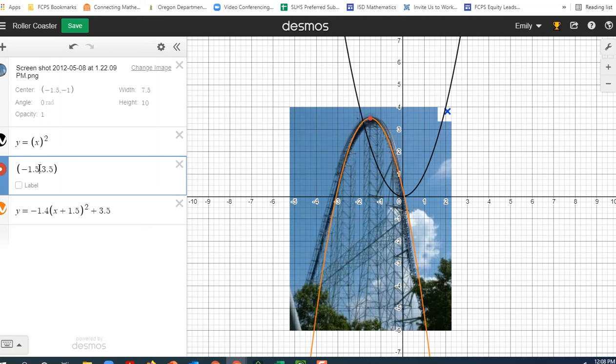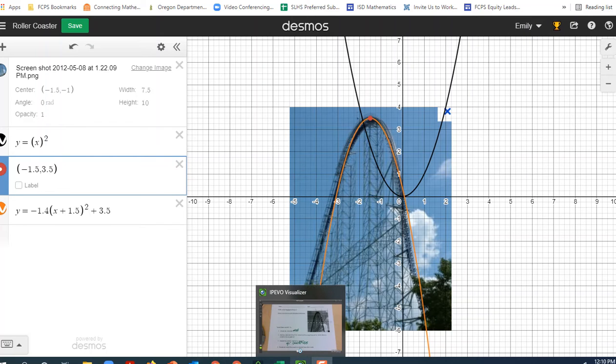So my vertex is actually negative 1.5 now. One second while I pause this. All right, so let's go back to our papers now.